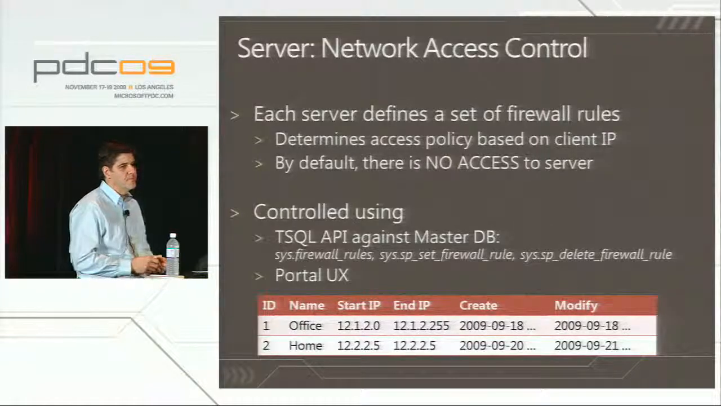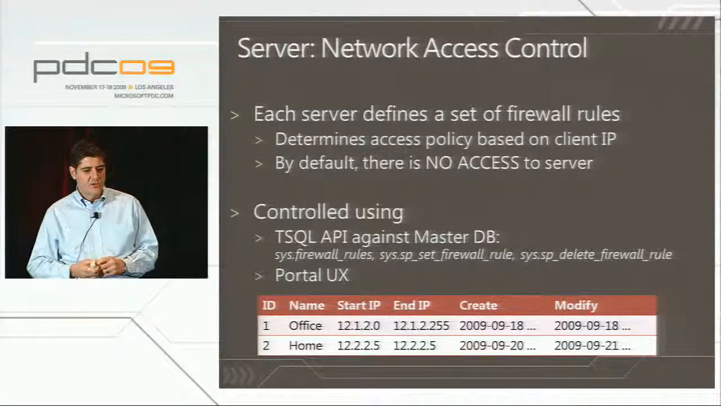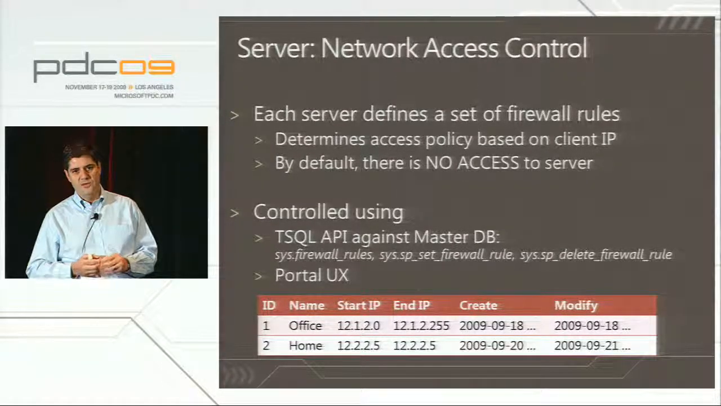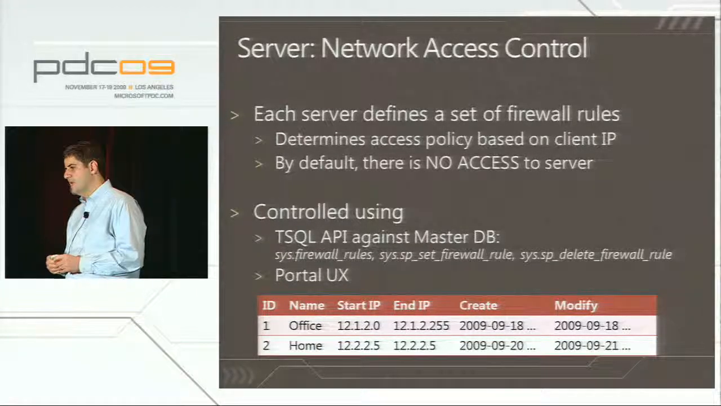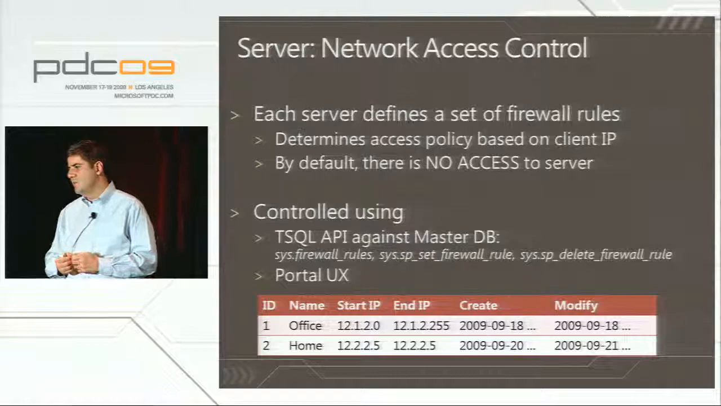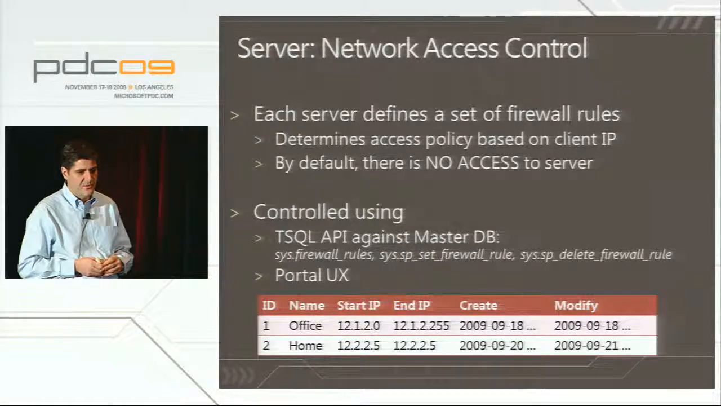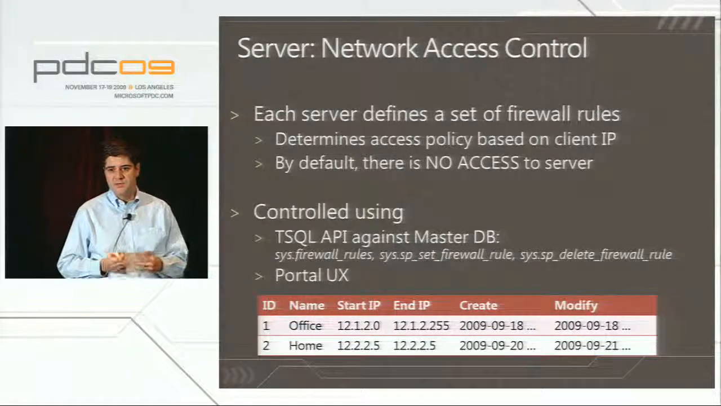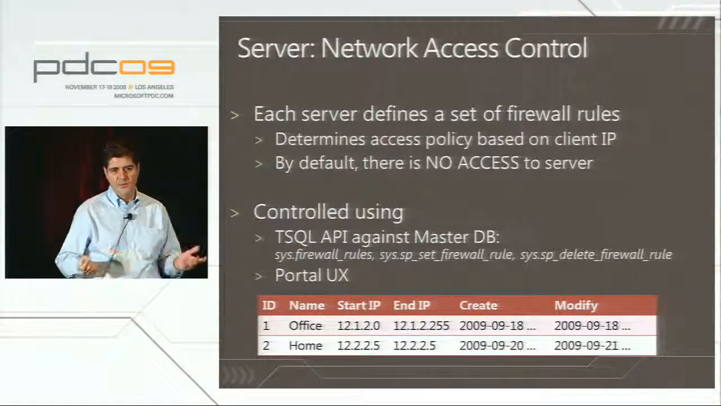So a quick note about the network access control. As I mentioned, every server gets a firewall, and you're in full control of the firewall. This is basically an IP filtering mechanism that the gateway is responsible for. You can give it a range of IP addresses or a single IP address, and you can use a range of 0.0.0.0 to 255.255.255.255, and open up to the world.